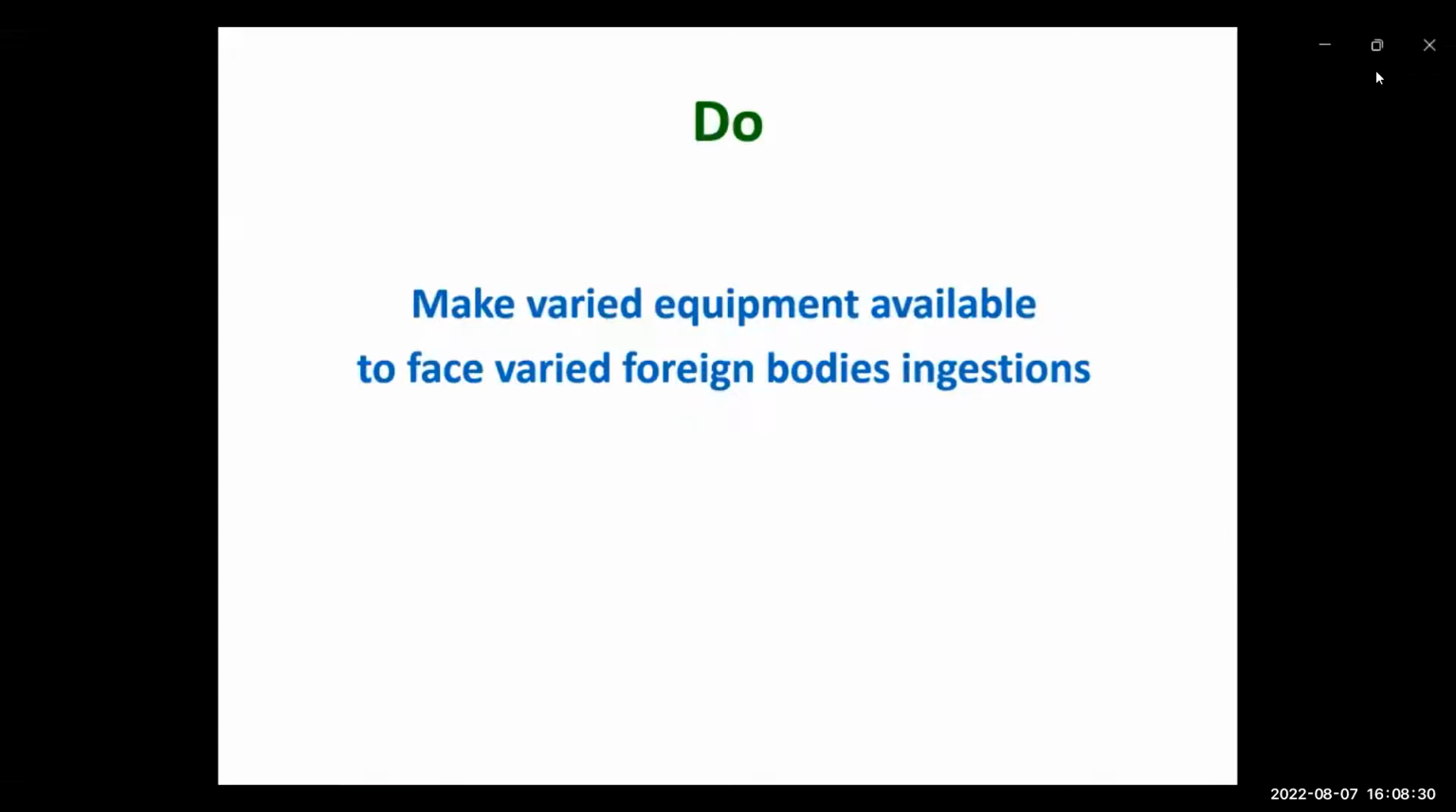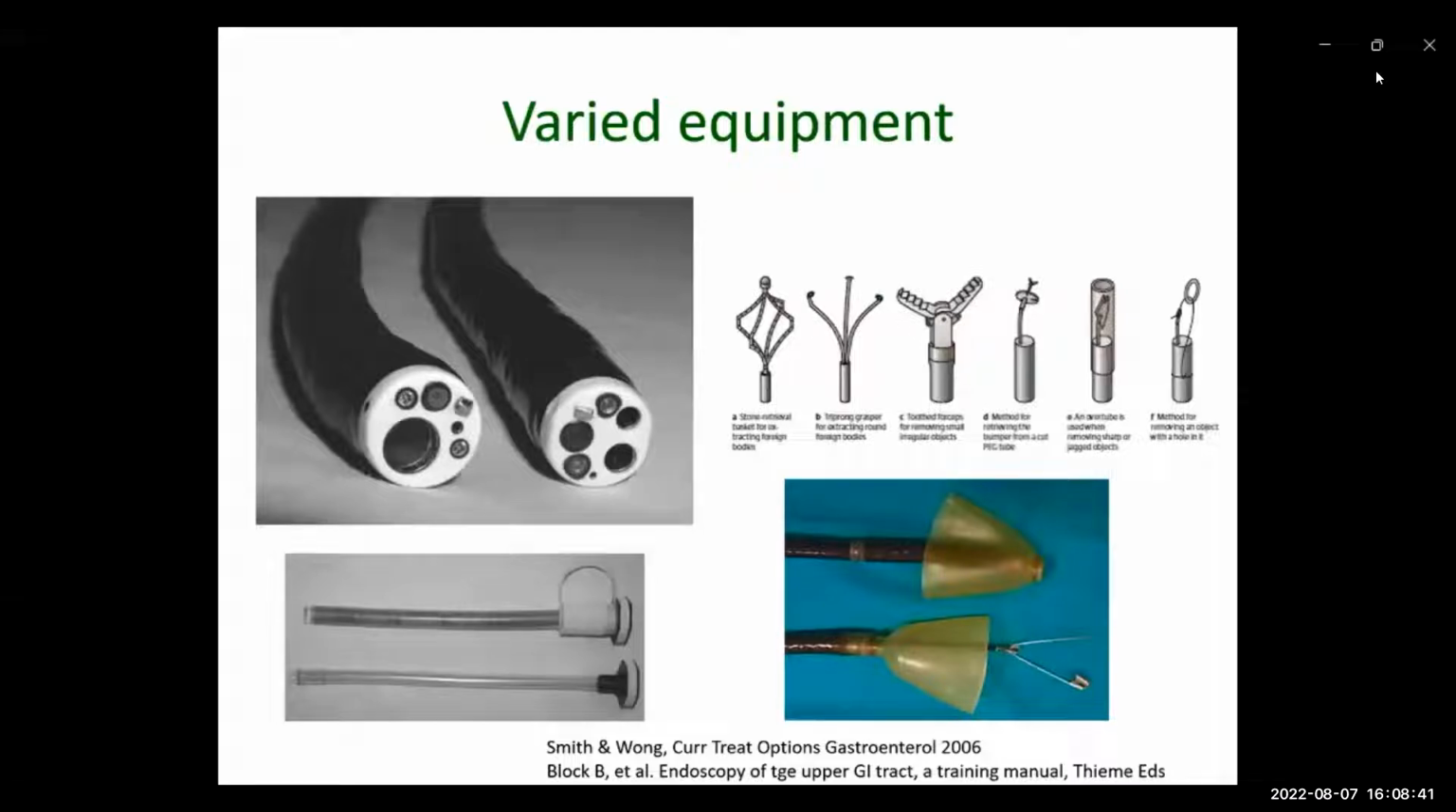Do make varied equipment available to face varied foreign body ingestions. Aside from a standard flexible gastroscope, you may consider using a nasogastroscope in children or to pass a stenosis, a colonoscope or a therapeutic gastroscope with a 3.2 or 3.8 single operating channel, a double channel endoscope, allowing the combined use of devices.